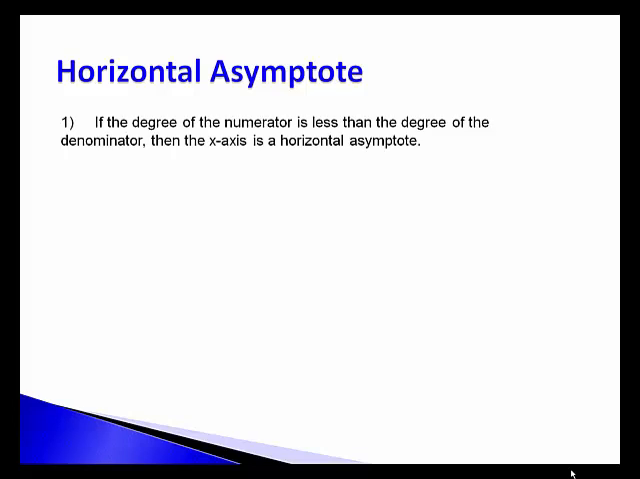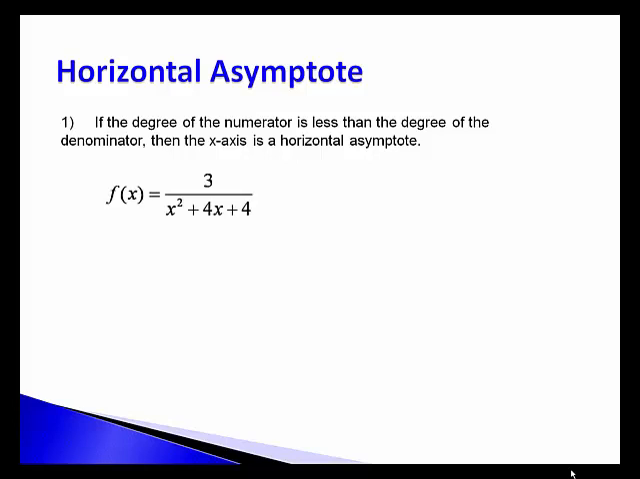It says if the degree of the numerator is less than the degree of the denominator, then the x-axis is a horizontal asymptote. Now let me remind you, horizontal asymptotes work exactly the same way as vertical asymptotes. It's just at this time the line that we approach but do not cross will be a horizontal line. So its equation will be y is equal to some number instead of x is equal to some number. So let's take an example.